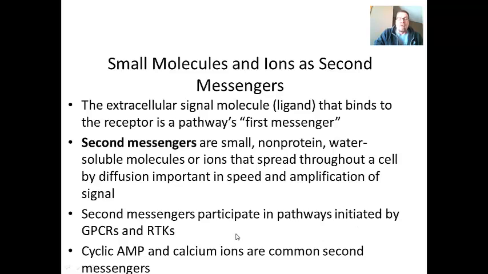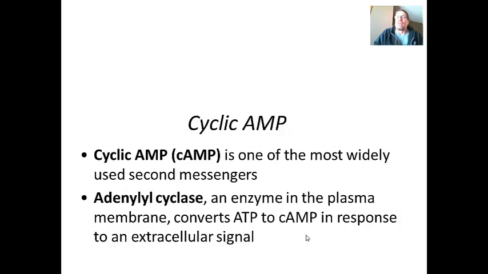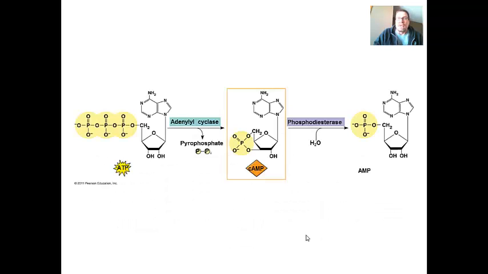The most common one is calcium, but cyclic AMP is also big. Those are the two biggest. They work with both tyrosine kinase and G protein receptor molecules. cAMP is one of the most widely used. Adenylyl cyclase is the enzyme that converts ATP to cAMP. And then phosphodiesterase, with a little hydration, converts it back to AMP, which can then go back to ATP.